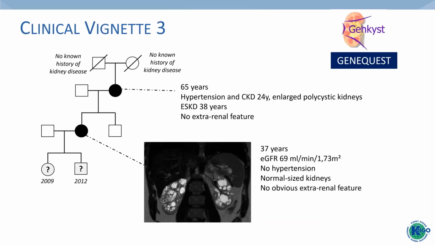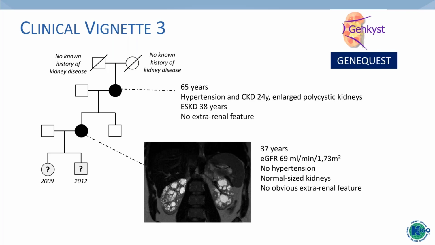Here is the story of this 37-year-old woman with CKD stage 2, normal-sized kidneys with multiple cysts, and a positive familial history in her mother, who reached kidney failure at age 38 and had enlarged kidneys. The question is, again, if you would consider genetic testing in this family.